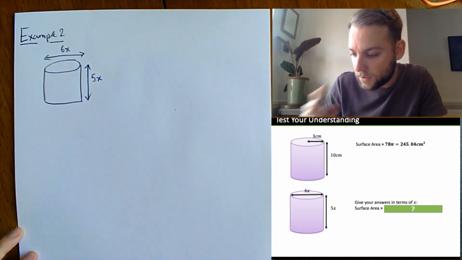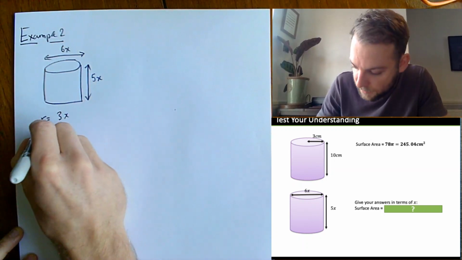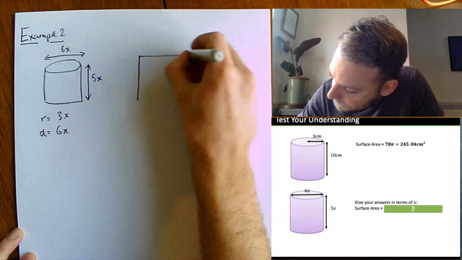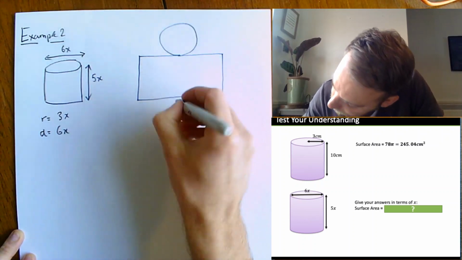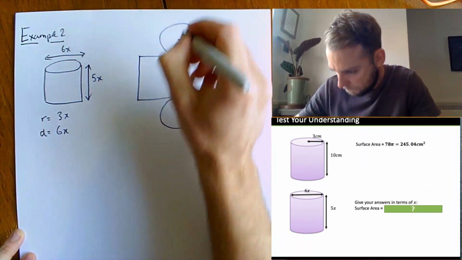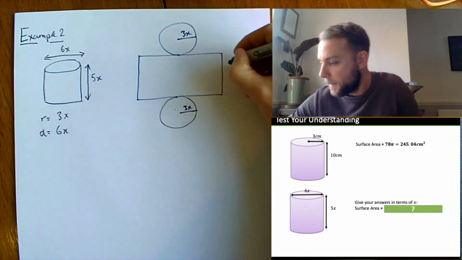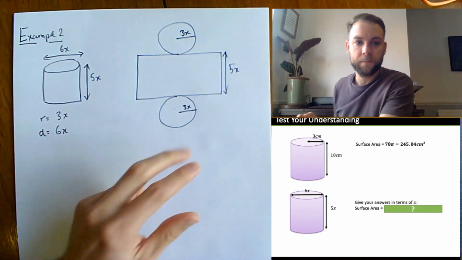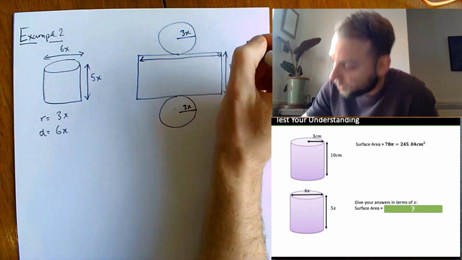So the first thing I'm going to do is write down what the radius of this is. So the radius is going to be half of that, which is 3x. The diameter, if I need to know it, is 6x. I'm going to draw out my net. I know the radius of this I said was 3x. I know the radius of this is 3x. I know this height here is 5x. And this here is the circumference of this circle.